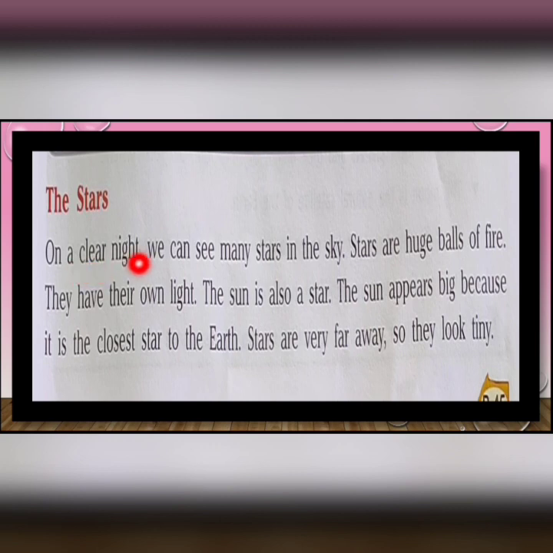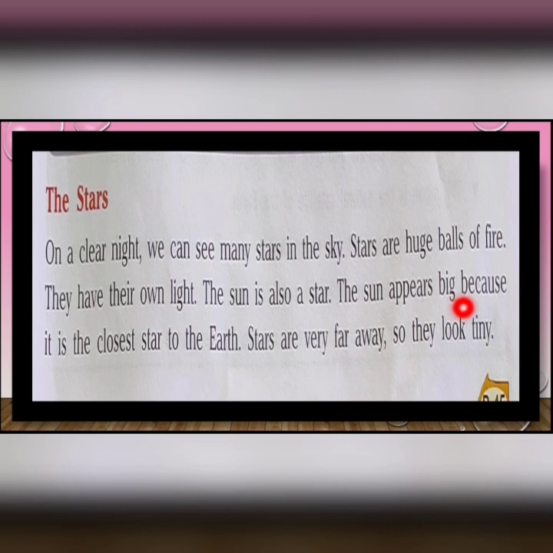On a clear night, we can see many stars in the sky, right? For us, they are so tiny. Yes, but actually, stars are huge balls of fire. We see them tiny because they are very far away from us. Stars have their own light, like the sun, right? The sun has its own light. That's why it is also a star.